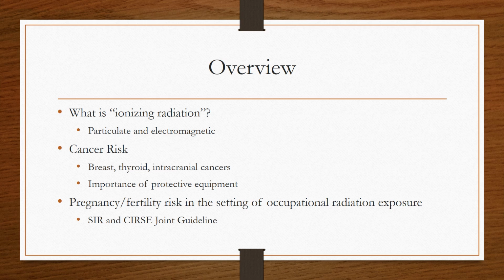This is sort of a rough outline of important topics, in my opinion, that I'm hoping to cover today. We will define ionizing radiation, look into some commonly talked about cancers and their risk, the role of PPE, or personal protective equipment, and how it plays in on this risk, and the SIR CIRSE joint guideline that was recently published about pregnancy and fertility risk in the setting of occupational radiation exposure.